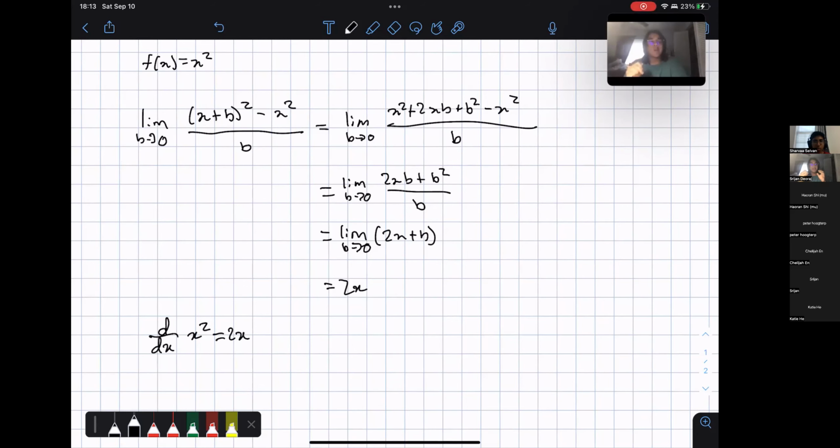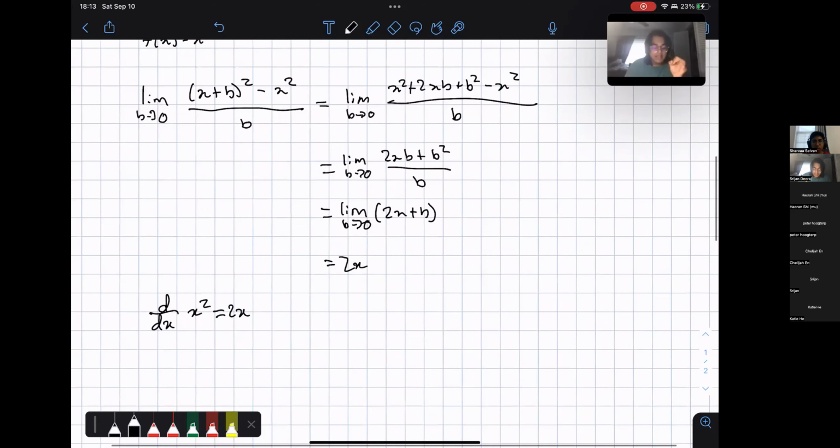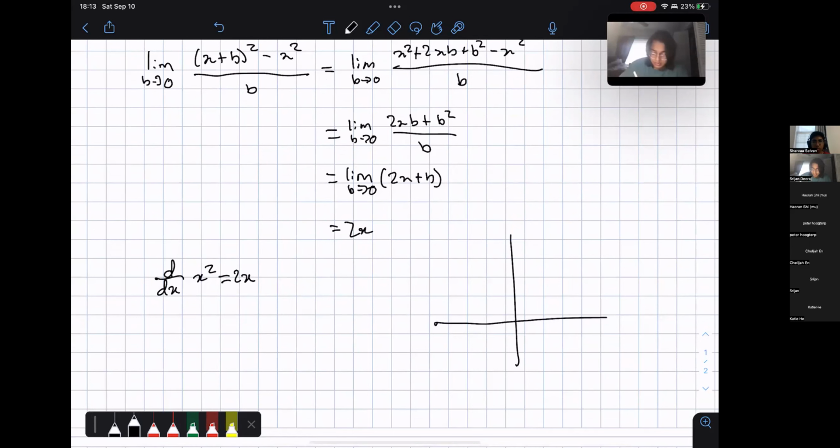And so what this is basically saying is that if I were to take the graph of x squared, which is a parabola, and then I were to plug in values of x at points along the graph. So let's say I wanted to find the tangent line at x equals 1, for example. Then the tangent line at x equals 1 will have a slope of 2. And so that'll look something like that.